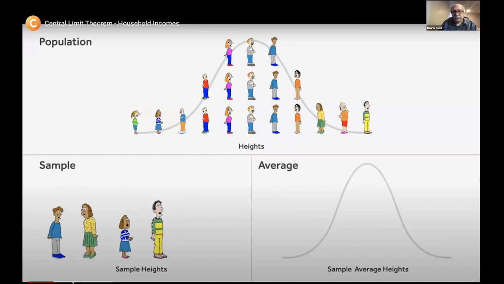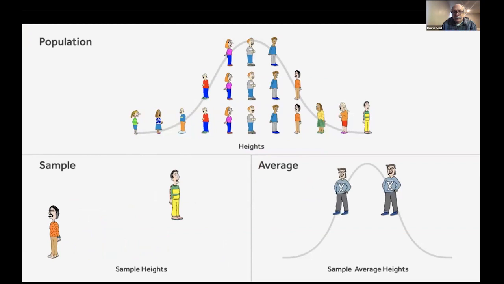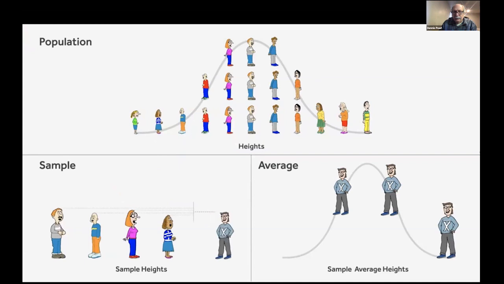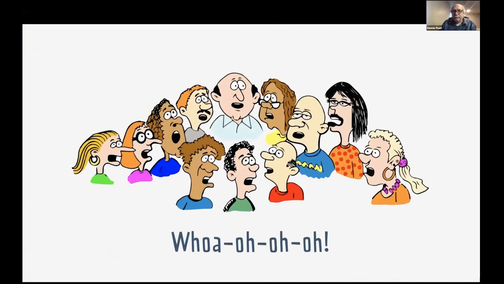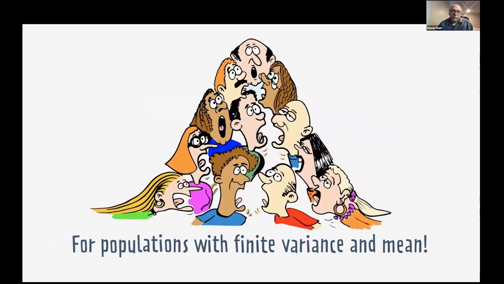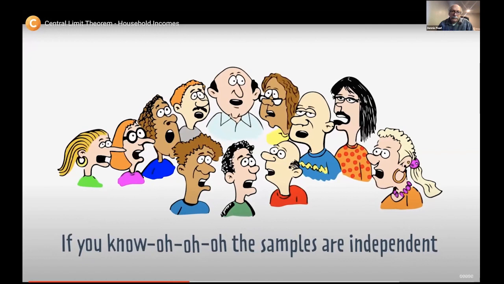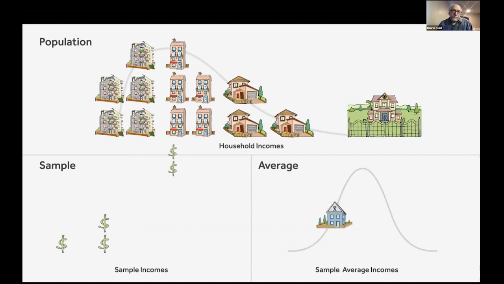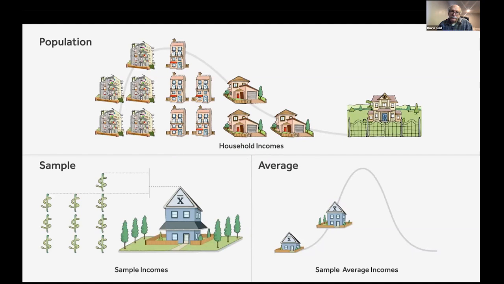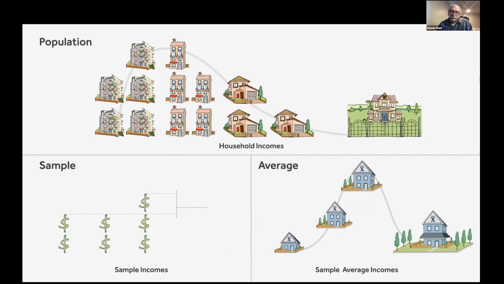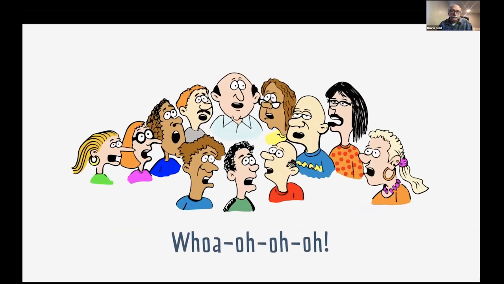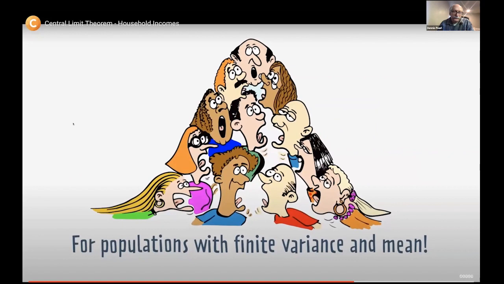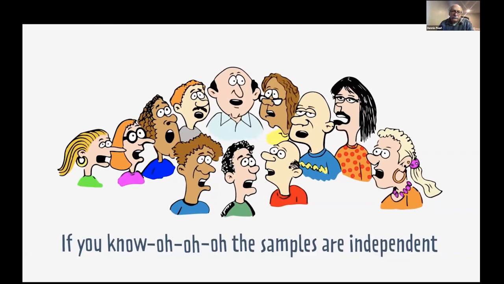The sample means have a normal distribution, even if the population does not. Their center is the center of the population. When this is true, you can sure do a lot. Central limit theorem for populations with finite variance and mean. If you know the samples are independent and distributed identically, that's a statistician's dream. The further that the population is from normal, the larger that your sample size must be. If you're sampling Chicago household income, you need lots of samples to use the CLT.